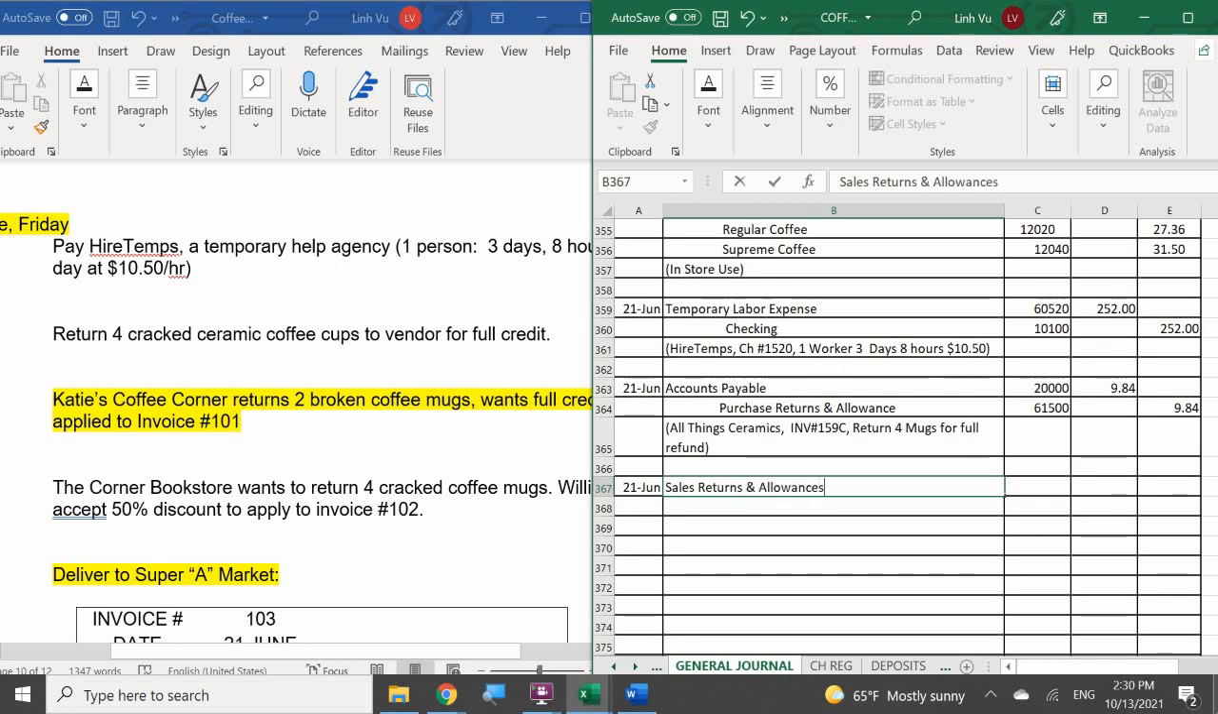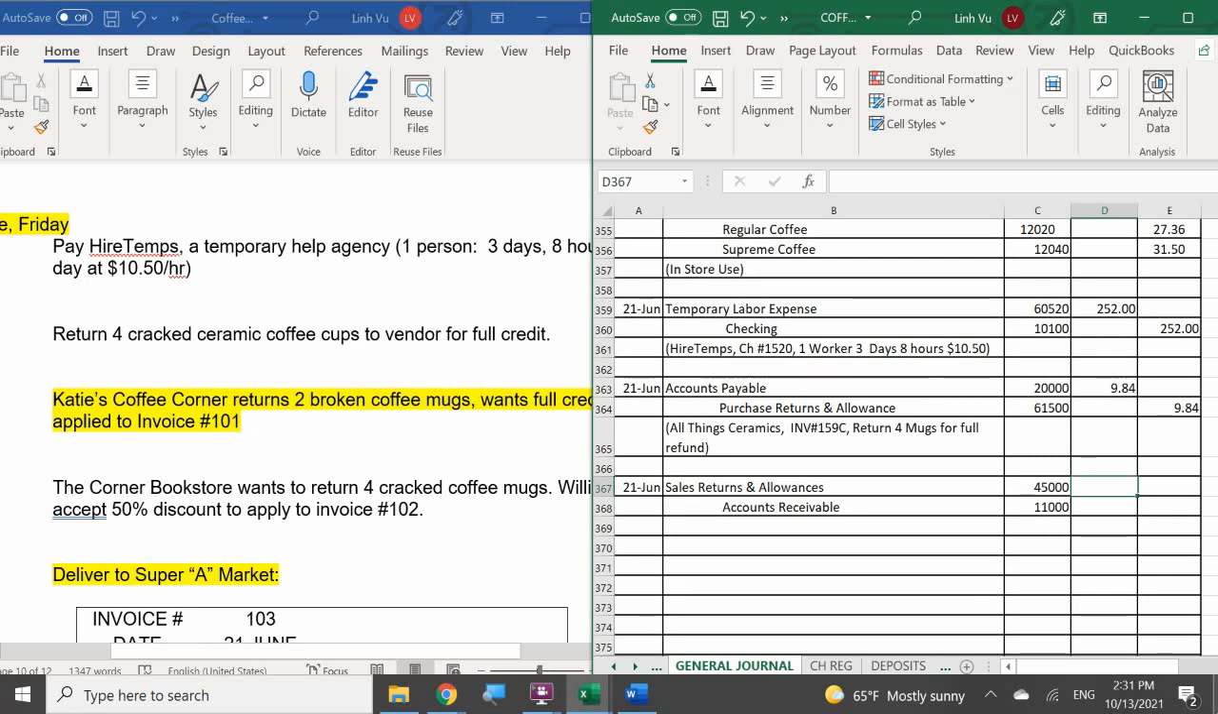Good. So again, sales returns and allowances, and we are going to make a decrease in accounts receivable. What account number is that? It is 45,000. And my accounts receivable account? Where is accounts receivable? Here, 11,000. Okay?